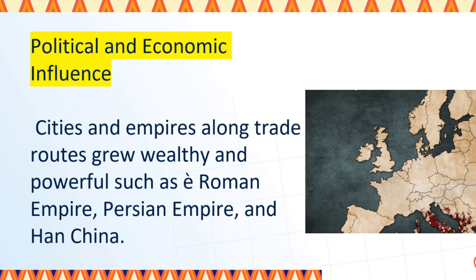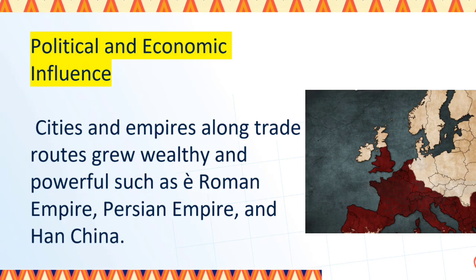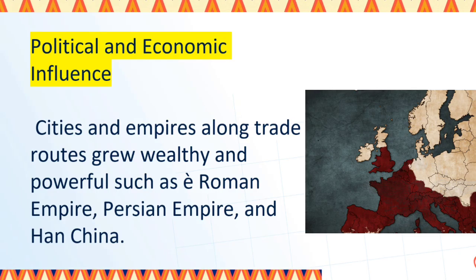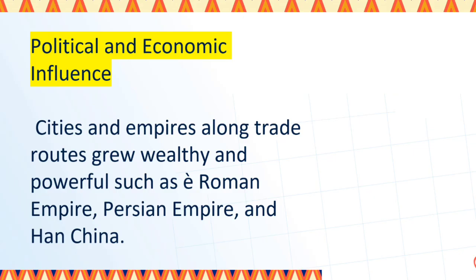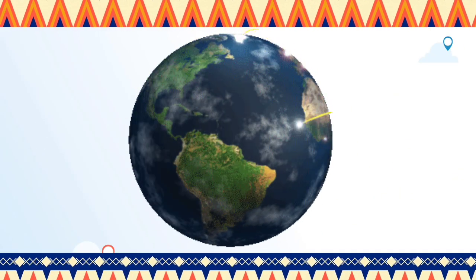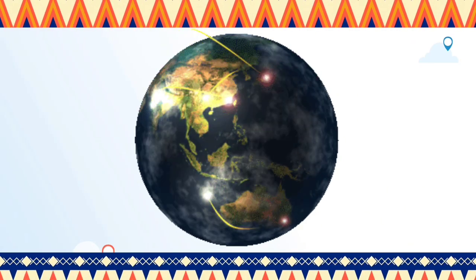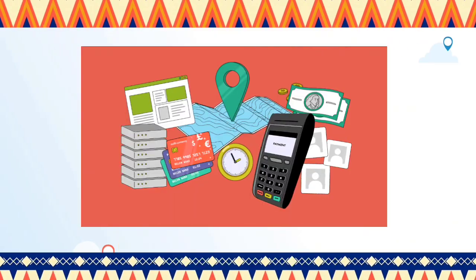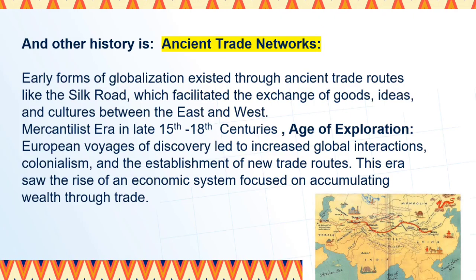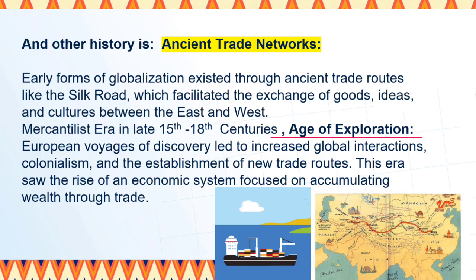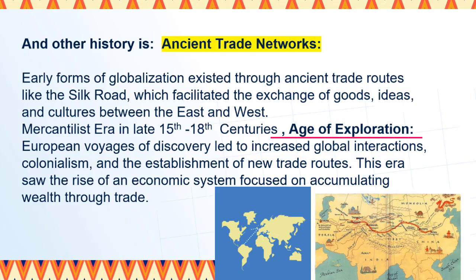Fourth is the political and economic influence. Cities and empires along trade routes grew wealthy and powerful, such as the Roman Empire, Persian Empire, and Han China. Lastly is the technological developments and social impact. Trade networks led to urbanization, the rise of merchant classes, and sometimes the exploitation of labor and the rise of slavery. Age of exploration: European voyages of discovery led to increased global interactions, colonialism, and the establishment of new trade routes. This era saw the rise of an economic system focused on accumulating wealth through trade.